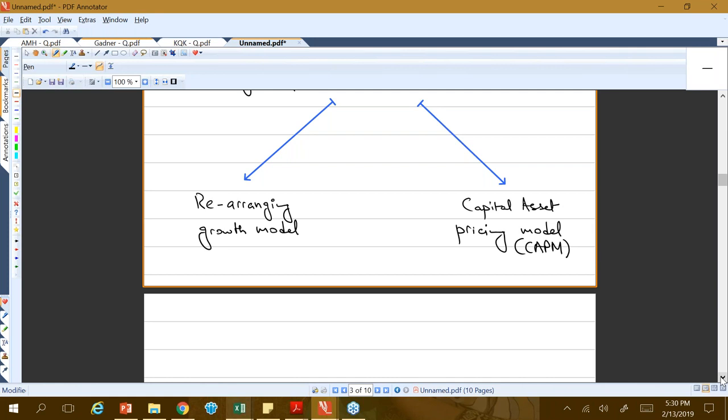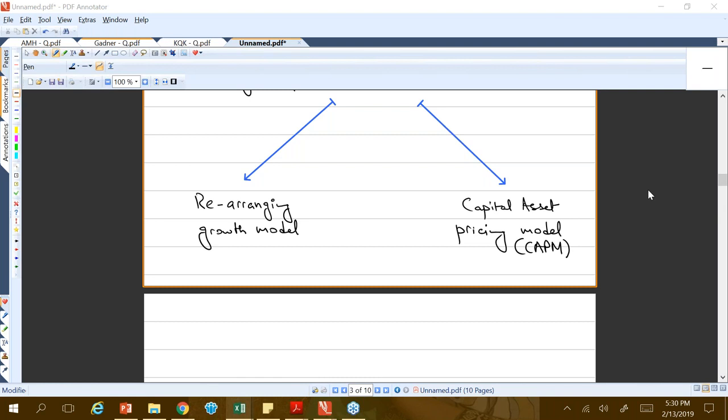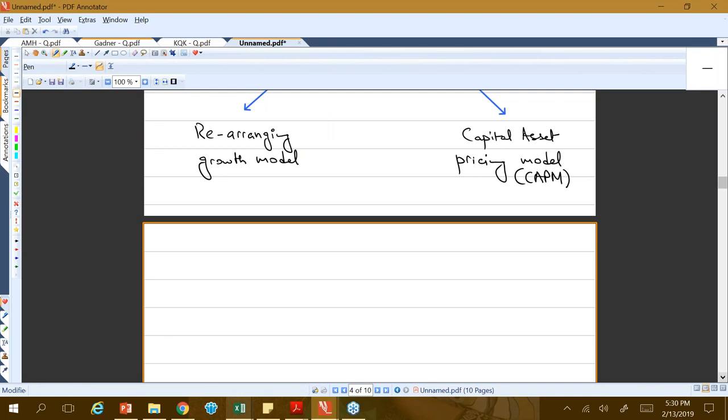The answer to that is that it purely depends on the information given in the question. If the information is such that you can use the rearranging of the growth model, then use that. If the question gives you information about CAPM, then you have to use that. The examining team may not necessarily tell you which one to use. When we say rearranging the growth model, on your formula sheet, you've got a growth model calculation, which is P0 = D0(1+g) / (Re - g). So this is the calculation you have in the growth model.